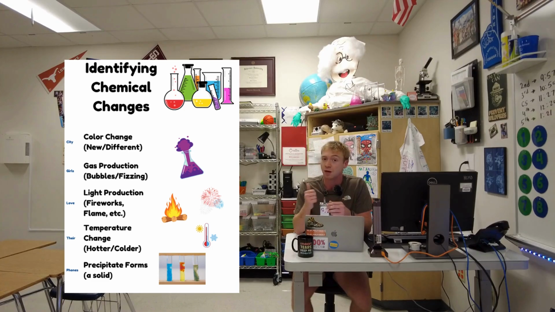For instance, there might be a color change, a gas being produced, light production, a temperature change, the creation of a new substance, or precipitate, which is a solid, being formed. Okay? These are all the evidences of a chemical change. When one of those things happens, a chemical reaction is taking place and something new is being created.